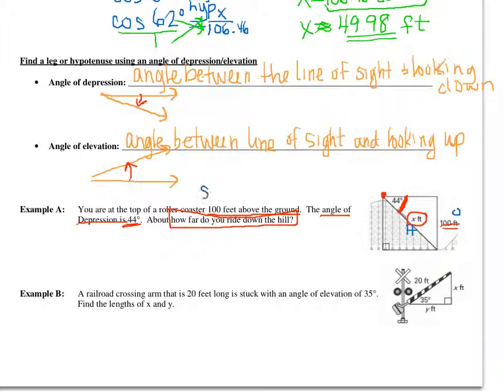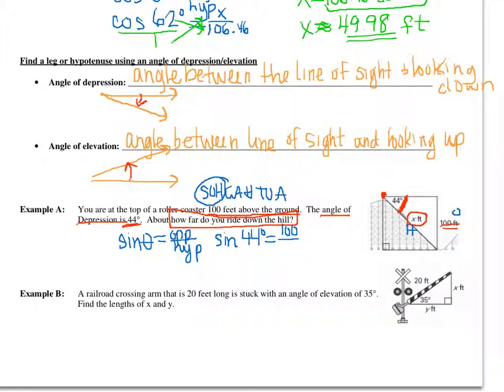So if we think, SOH CAH TOA, what uses opposite and hypotenuse? Well, that's my sine. So I can say the sine of an angle equals opposite over hypotenuse. Well, I know what my angle is, so I can say sine of 44 degrees equals opposite, which is 100, over hypotenuse, which is x. I can now turn this into a proportion. So I can put this over 1 and cross multiply.